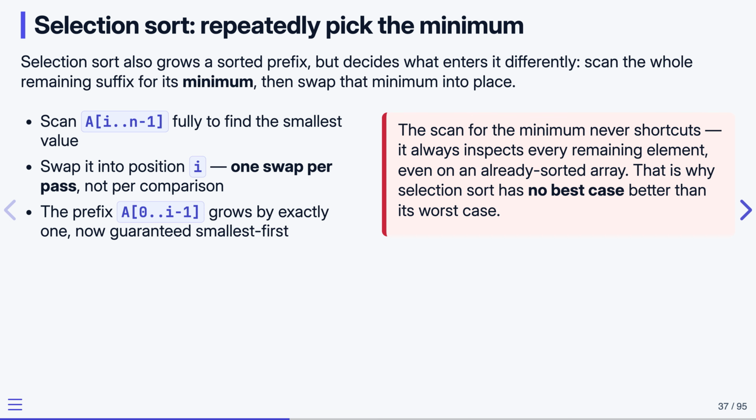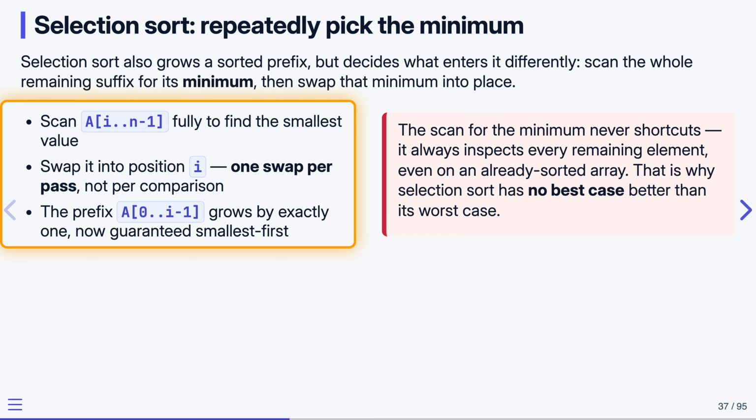Next, we look at selection sort. It also grows a sorted prefix, but it decides what enters that prefix in a very different way. It scans the whole remaining part for the smallest value, then swaps that smallest value into place.